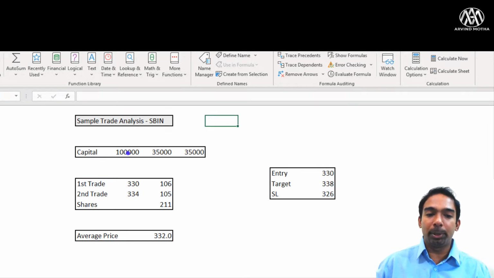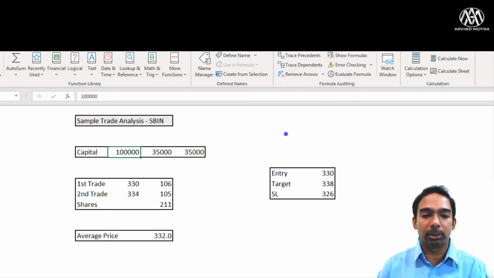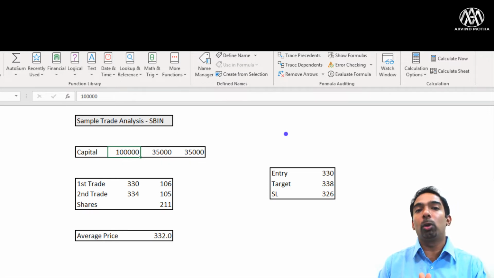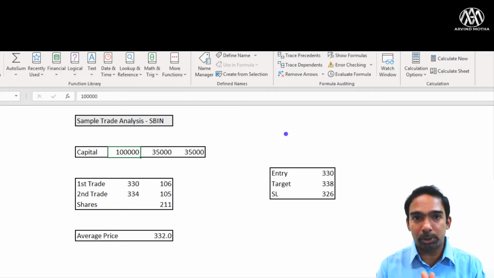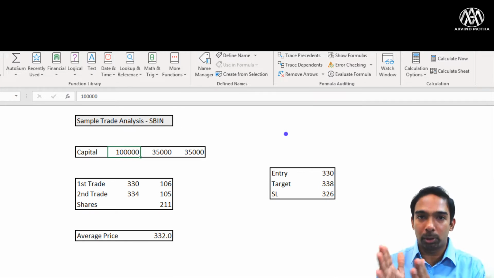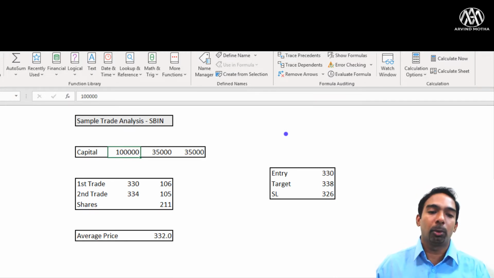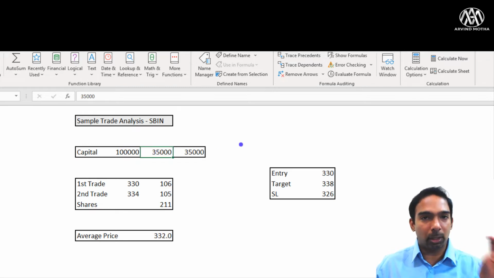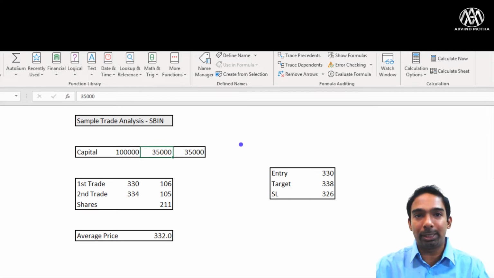Assuming that you have a capital of, say, 1 lakh rupees, always remember that you should not put all the money into one stock. Invest maybe 30 to 40% per trade at maximum, and always keep some buffer amount left in your account. You don't have to put all the money into one stock or even two stocks. So in this case, I'm going to invest 35,000 rupees on SBI Bank, and I'm assuming this is only in the cash market equity segment, not futures, options, or anything else.